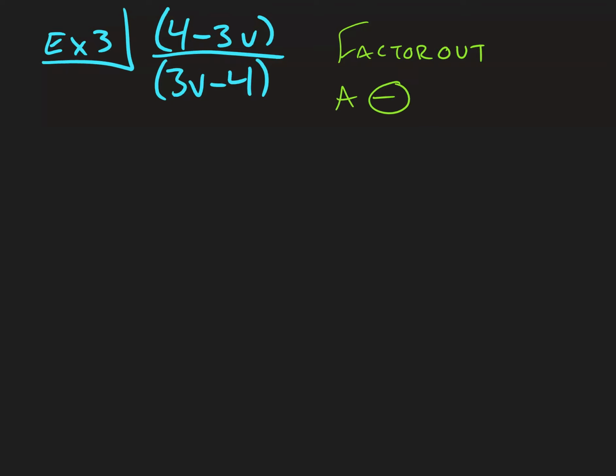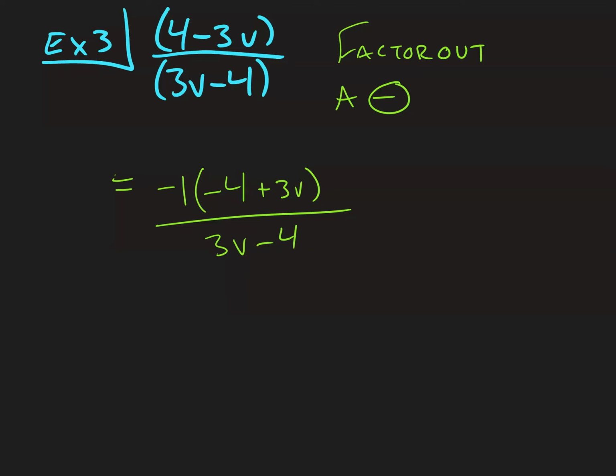So you can do this with either the numerator or the denominator. I prefer to choose the numerator just because it allows me to just remember, always change the numerator. So I'm going to try factoring out a -1 from my numerator. Now, what will that look like? Well, if I factor out a -1 from my numerator, I have to change the signs of both terms inside. So it would become -4 plus 3v over 3v minus 4.